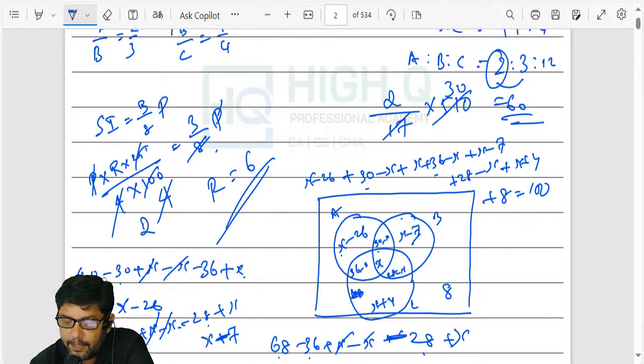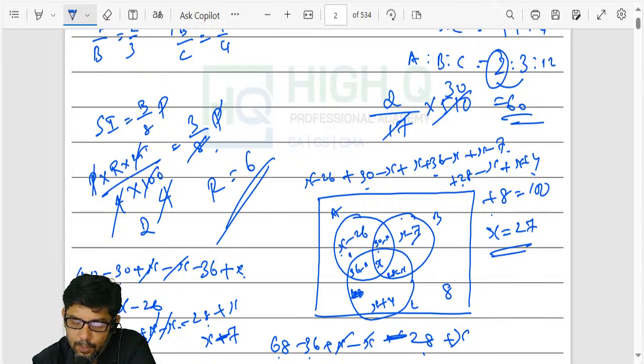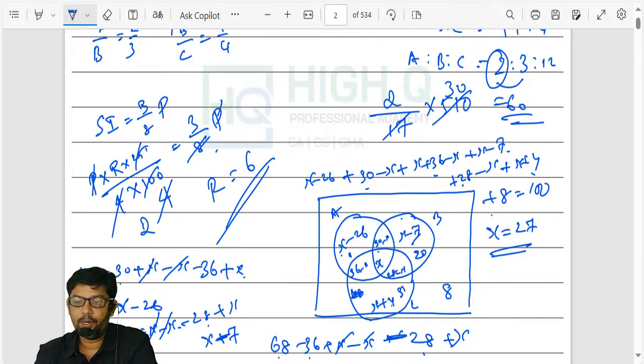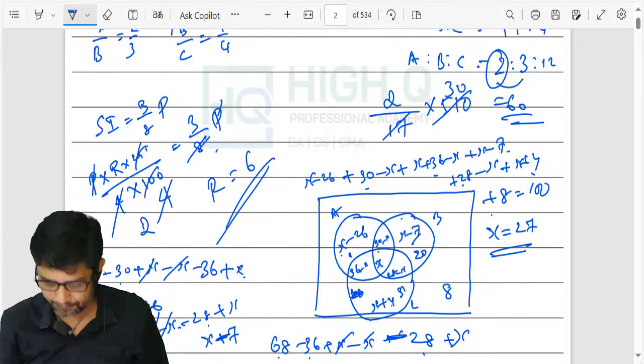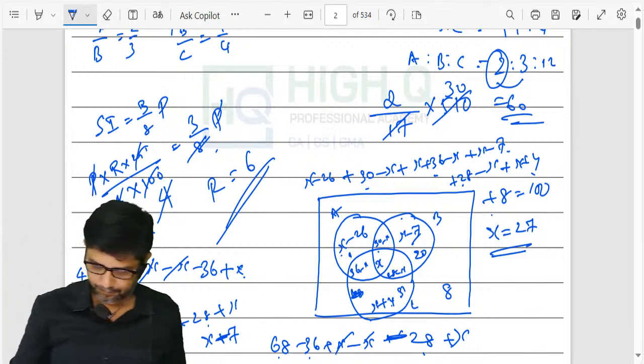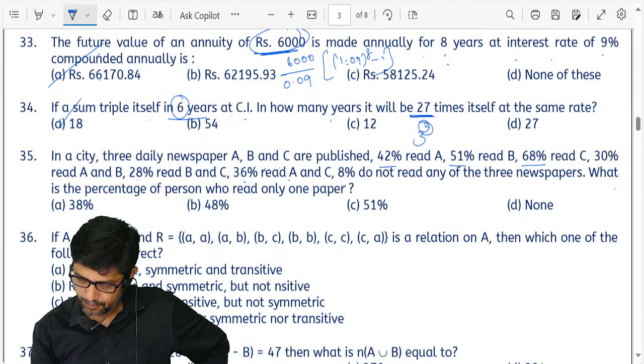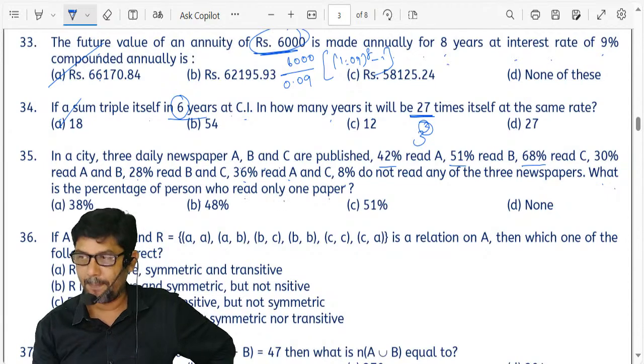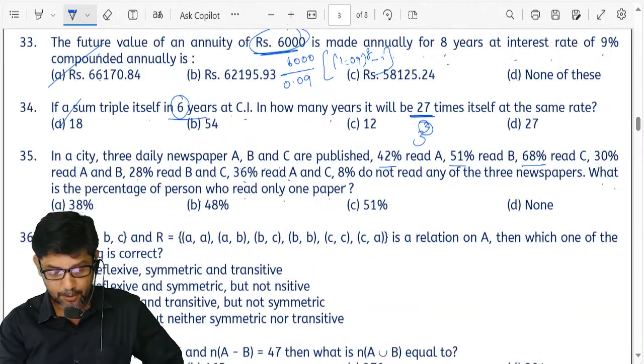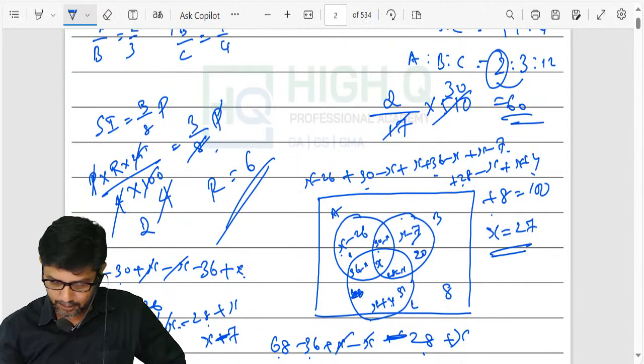4, 40, 33, 61, 65, 73. I am getting x is equal to 27. So 1, 20, 31. I am getting 42%. Is it 27 only or some other number, my dear? Huh? So what is the question? What is the percentage of persons who read only one paper? Who read only one paper? Okay. Yes. Is it 27? Are you sure?